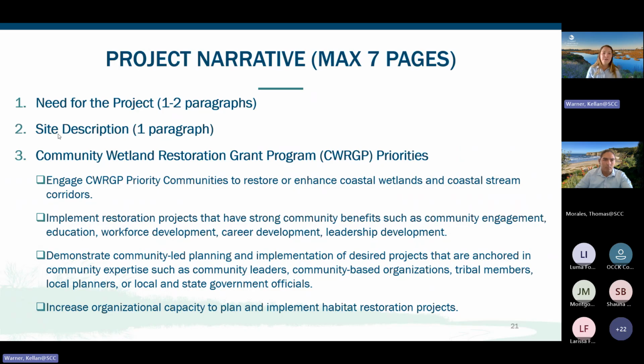Second is site description. This is just a short 1 paragraph describing site characteristics and includes who owns and manages the site location. The third is the CWRGP priorities. This section just lists out the 4 priorities, which we discussed earlier, and asks that you check off which ones your project will address. Not just how many, but also how well a project meets each of these priorities is considered by the selection committee. So I strongly encourage you to consider these priorities as you're designing your projects.